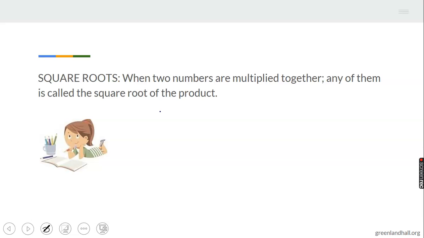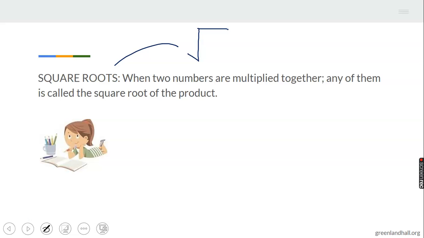Now you've understood square. Now I want to consider square root of a number. It has its own symbol. When two numbers are multiplied together, any of them is called the square root of the product. Okay? The square root of the product. So this here has a symbol, and this is the symbol of square root. So when two numbers are multiplied together, any of them is called the square root of the product.